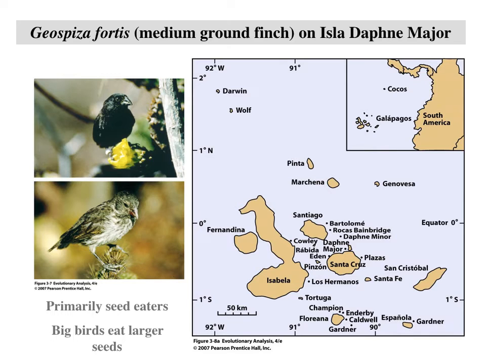Here, you can see that there are color morph differences between the males and the females. The medium ground finches were primarily seed eaters, but you have variation within that species. You have the bigger birds eating the larger seeds, the smaller birds eating the smaller seeds. So you have variation of beak size even within this particular species.